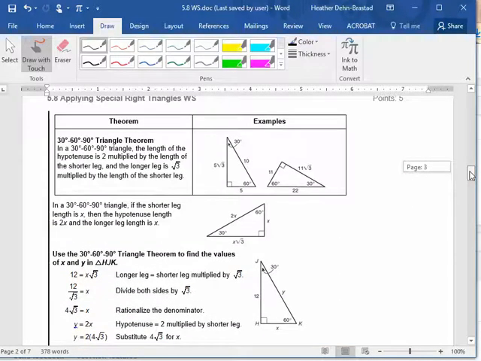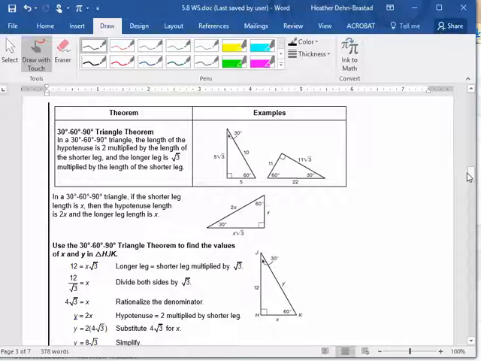Okay, and then we're going to look at a 30, 60, 90 triangle. That refers to the angles. So we have a 30-degree angle, a 60-degree angle, and a right angle. All 30, 60, 90 triangles are similar to each other, so they have developed a shortcut theorem to find the lengths of the legs and the hypotenuse if you know one of them. You only have to know one and you can find all of them, whereas in the Pythagorean theorem, you have to know two to find one.